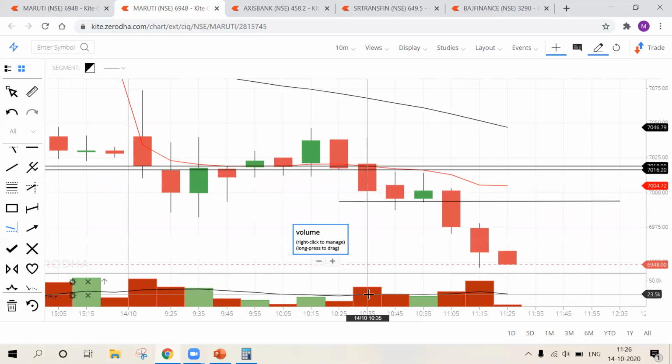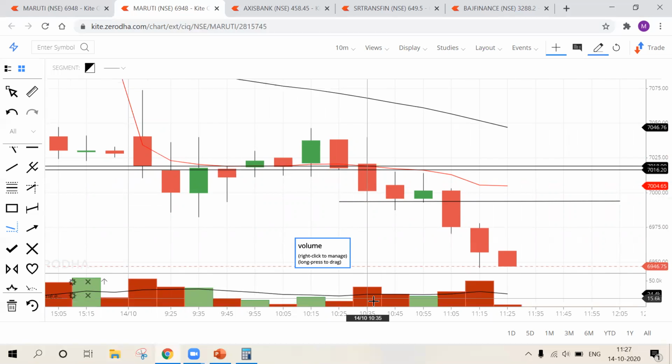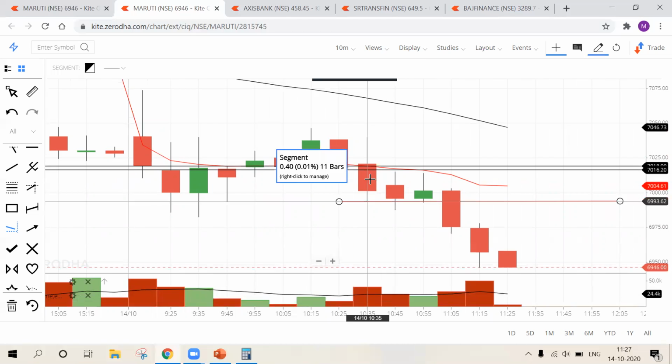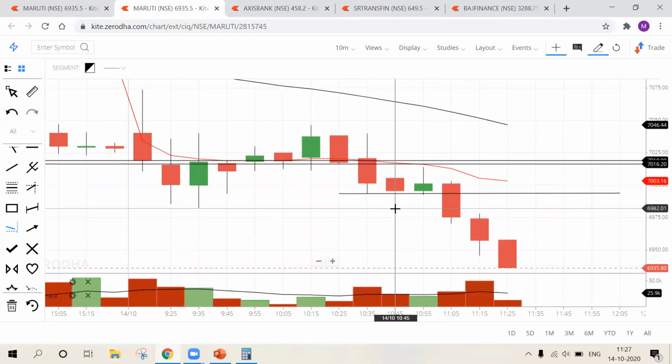Volume bars are more than the black line on the volume chart. That means more than the average number of volumes. More than the average number of sellers are coming to the market at the breakout and after the breakout. That means the market is going to fall badly.